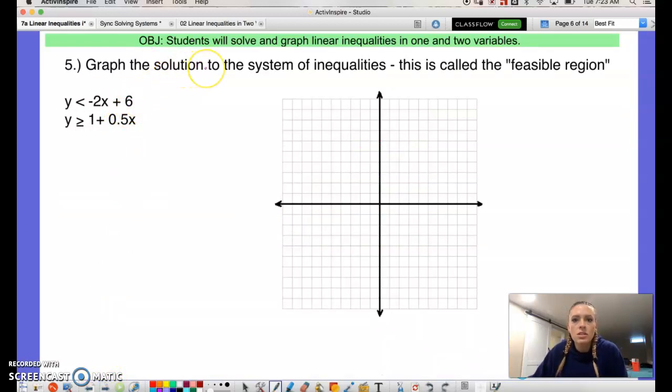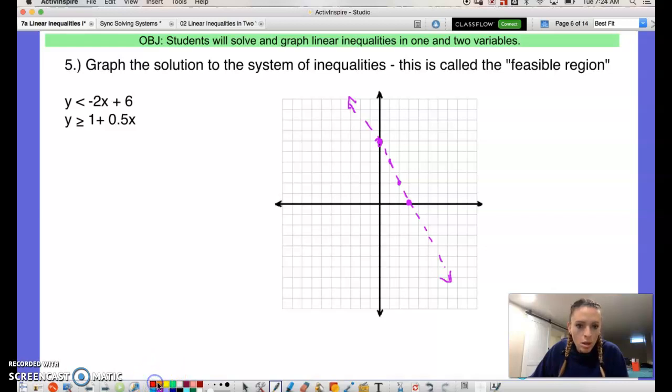So graph the solution to the system of inequalities that is called the feasible region. So now we have 2 inequalities that we're going to graph, and then we're going to find where the solution set is or where the feasible region is. So first, y equals mx plus b up here at the top. We're going to start at 6. 1, 2, 3, 4, 5, 6. And we've got a slope of negative 2. So we'll go down 2 over 1, down 2 over 1. We'll do one more just because. And then we have a dotted or dashed line here because it is less than, not equal to.